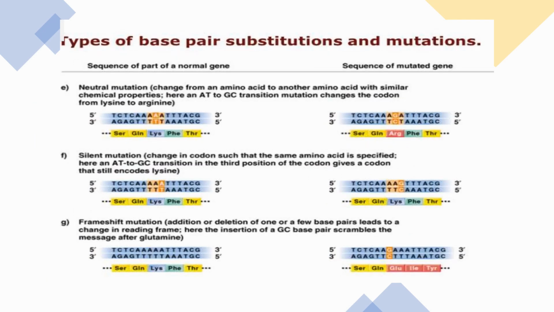Now next we can see in neutral mutation, where lysine is changed to arginine, but both of them have same chemical properties. Now next is silent mutation, in which both the amino acids are same. And then we come to frameshift mutation, in which entire sequence is changed. That means entire reading frame is changed, which results in different amino acid formation.